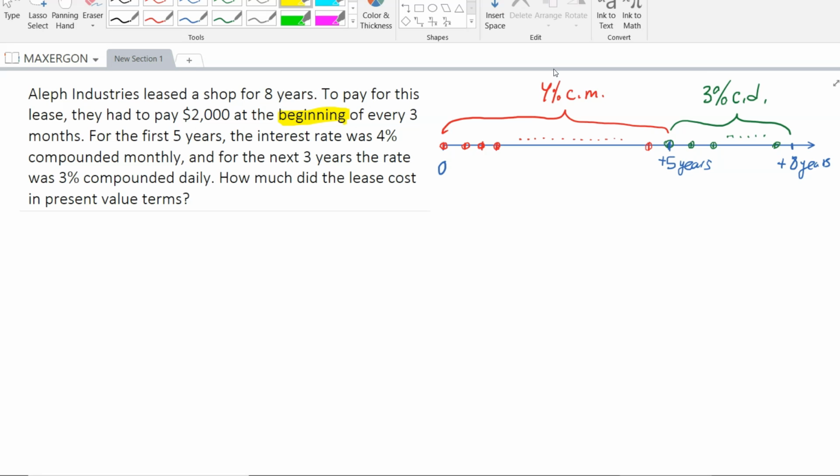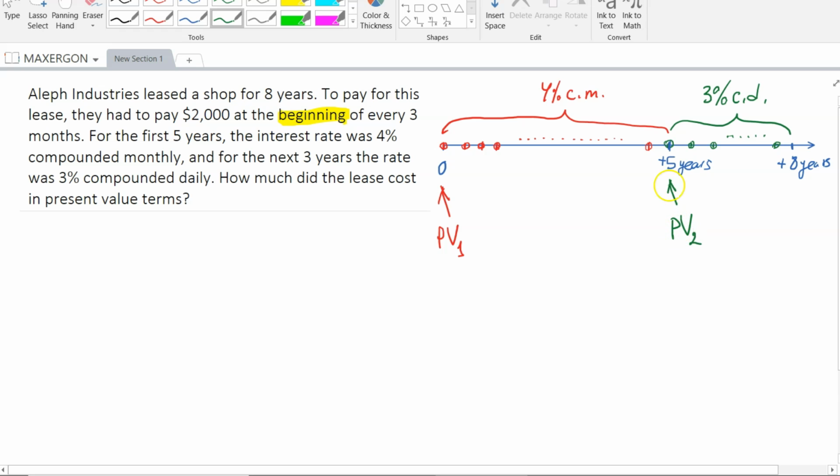Because the rate changes, we actually have two annuities here, not one annuity. We have this so-called red annuity and this so-called green annuity. If we were to find the present value of the red annuity, it would be located right here at the time of the initiation of the lease. Let's call this present value 1. If we find the present value of the green annuity, that present value will be located here. Let's call it present value 2.